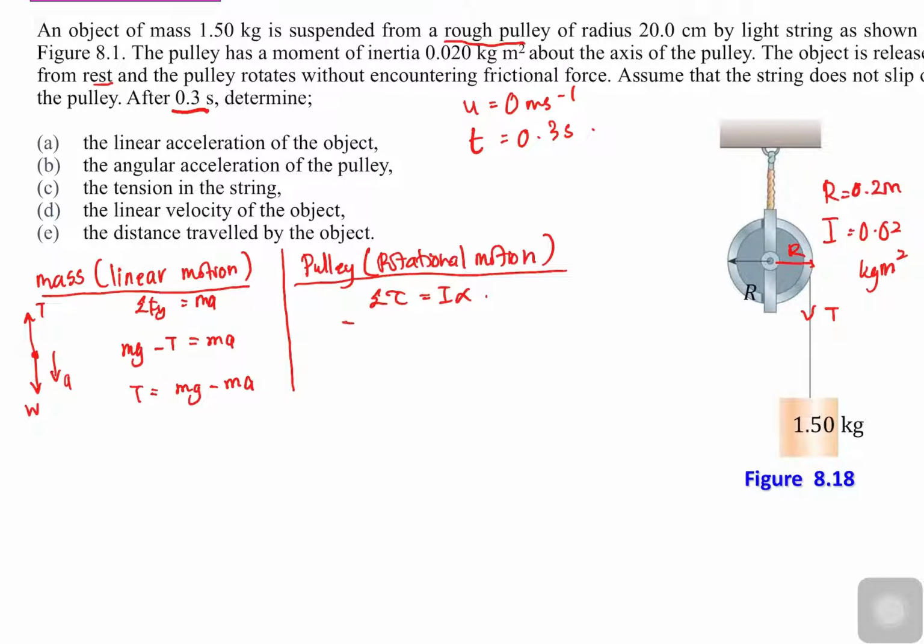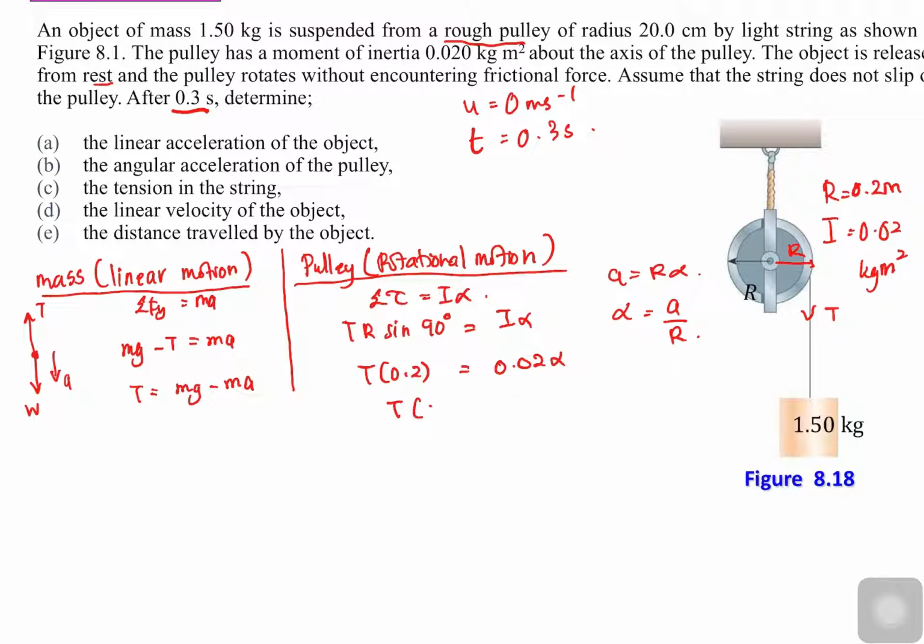So TR sin 90, and the angle is that, equals I alpha. So tension times 0.2 equals 0.02 alpha. The thing is, we have two equations with tension. But for linear motion we have linear acceleration, for rotational motion we have alpha. How do we equate them? We have a equal to R alpha, so alpha equals a over R. So I substitute that in.